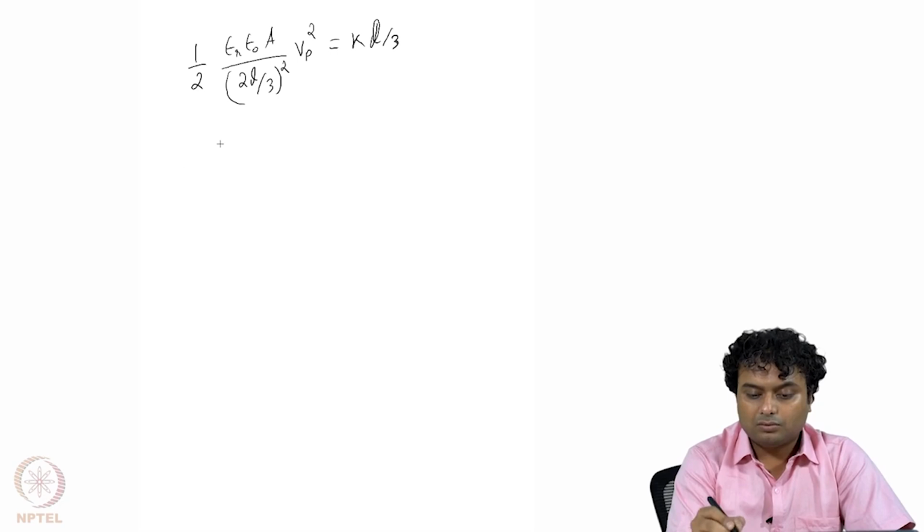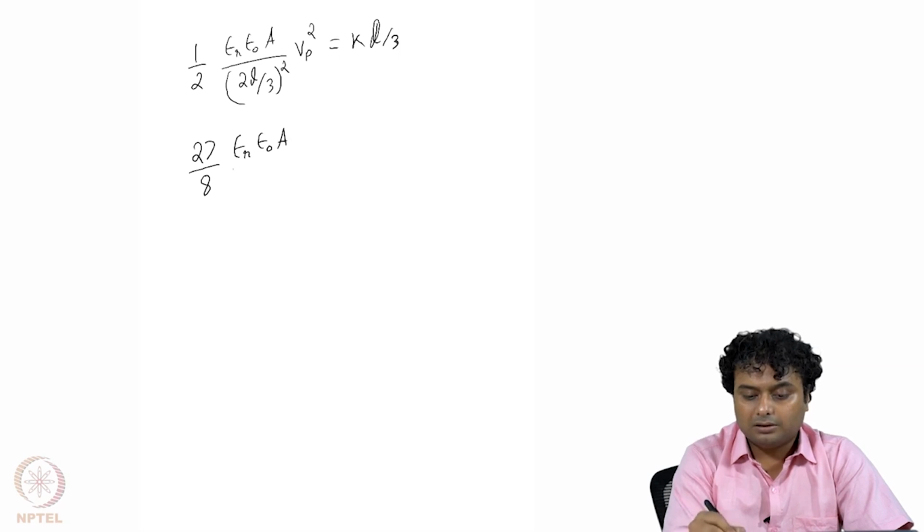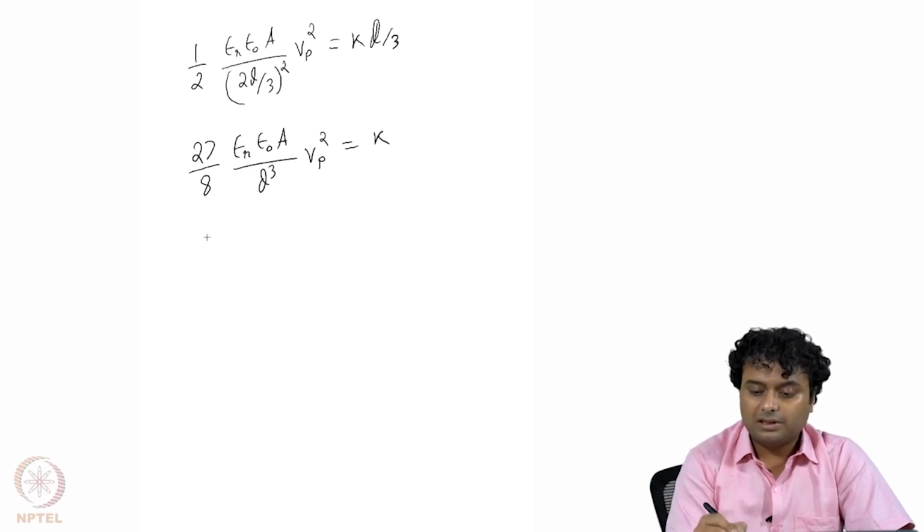Okay. Now we take this thing up, so it becomes, 3 square 9, that goes to the top, this 3 also comes here, so this becomes 27, right, and then this is 2 square 4, so 4 into 2 is 8, 27 by 8, right, into epsilon r epsilon naught A divided by, let us say this is d square, and we take this d also, so d cube, right, into Vp square is equal to K, right.